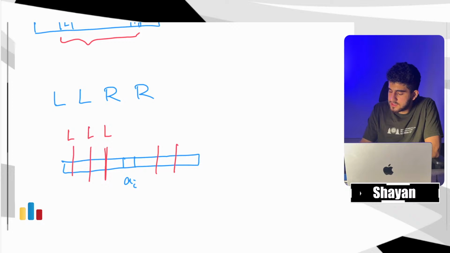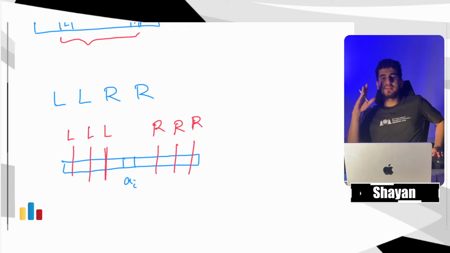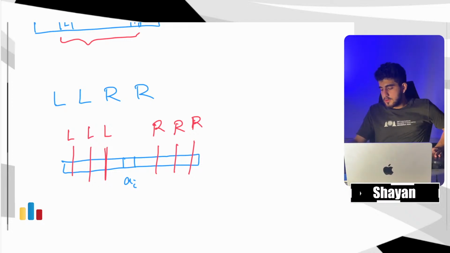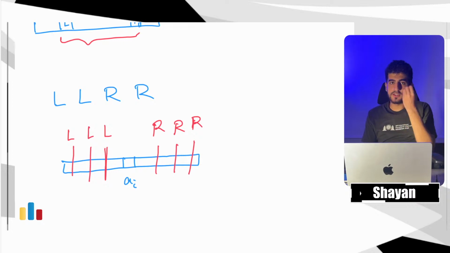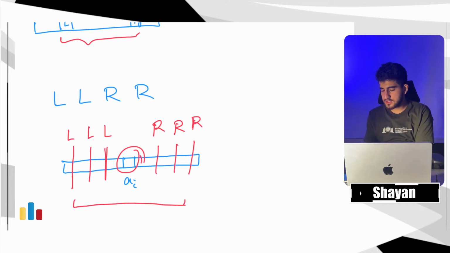So the number of intervals whose L is to the left or equal to A i, and whose R is to the right or equal to i. So, for example, if there are 3 intervals such that their L is to the left side of this cell, and their R is to the right of this point, it does not even matter how they are matched with each other.